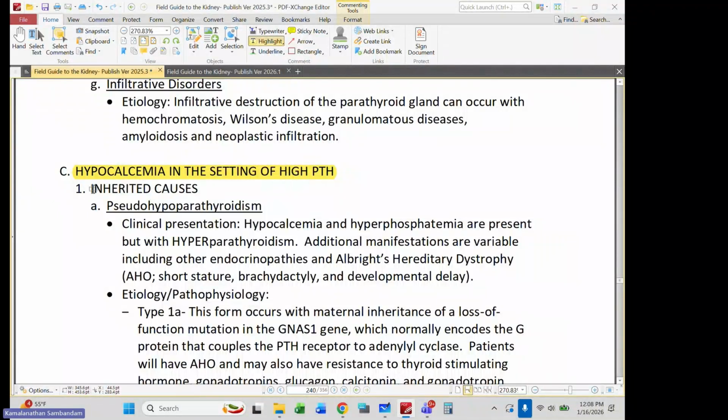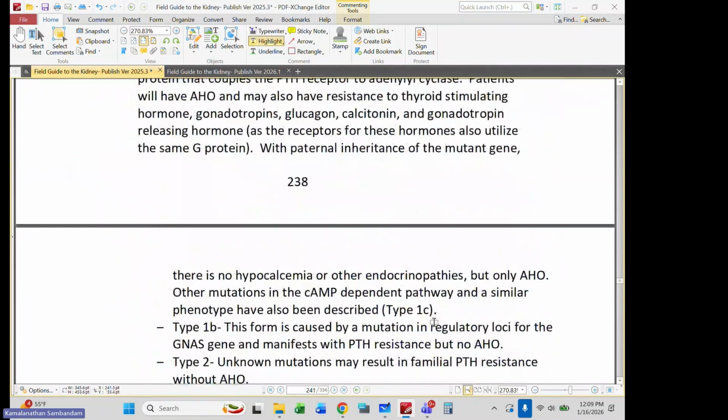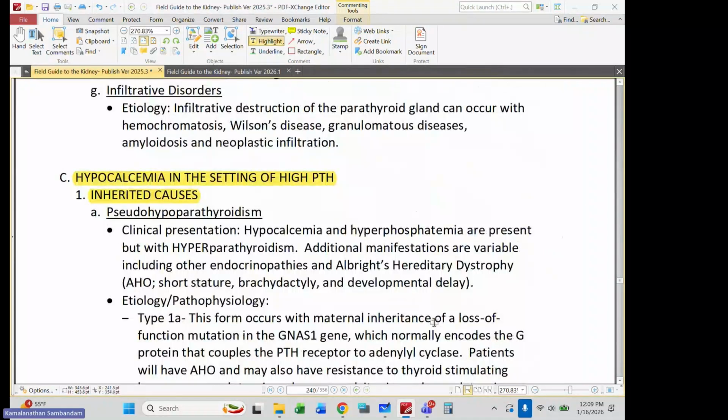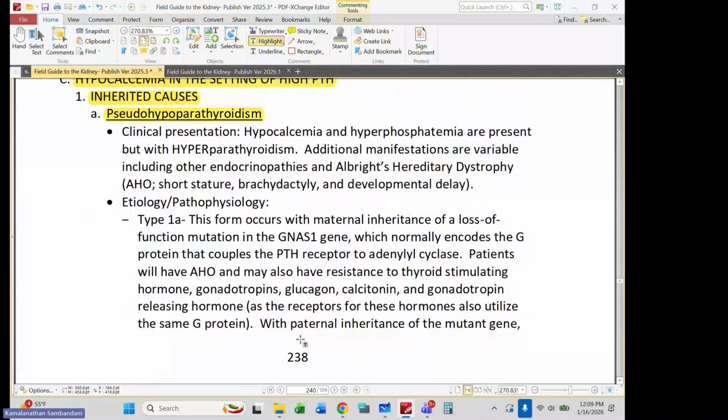Hypocalcemia in the setting of high PTH: our discussion will start on the genetic causes, and then we can go through certainly acquired causes to follow. The inherited causes, as you can expect, tell us a fair amount about physiology. Let's talk about pseudo-hypoparathyroidism first. There's a fair amount of complexity around the genetics of pseudo-hypoparathyroidism.